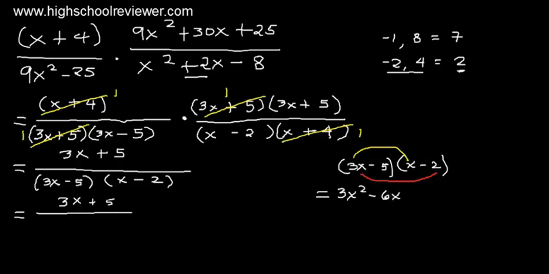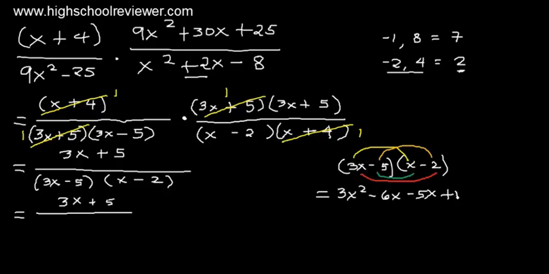And then we are going to multiply the inner. We have here negative 5 multiplied by positive x. This will give us negative 5x. And then we are going to multiply the last terms. So our last terms here will be negative 5 multiplied by negative 2. This will give us positive 10.